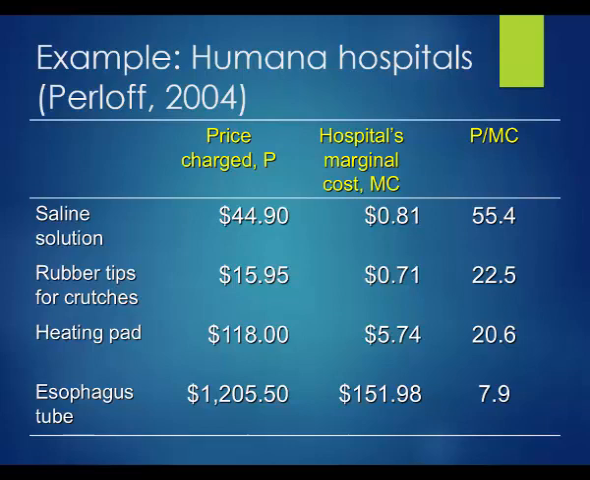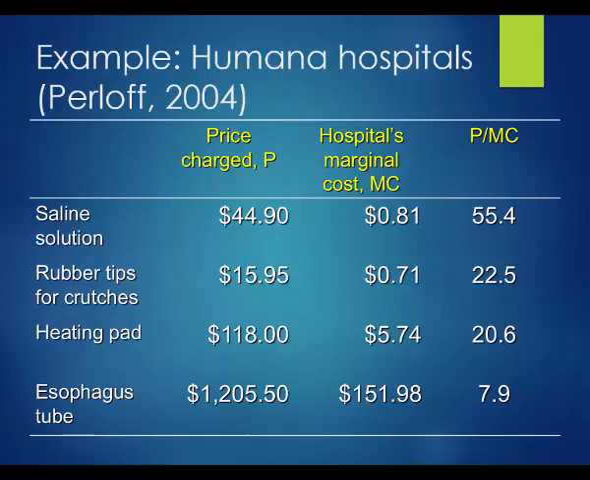You're lying on a hospital bed. You're in no shape to negotiate. You have no reasonable substitutes, no close substitutes. You can't walk away. Literally, you might not be able to walk away. You're not going to ask what the price to marginal cost ratio is. You're not going to shop around.